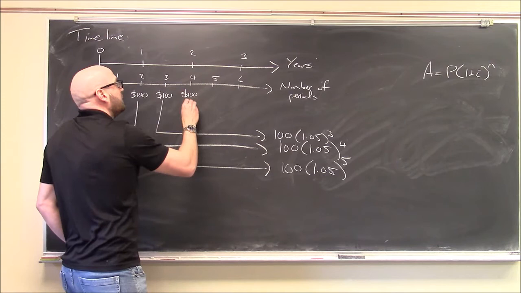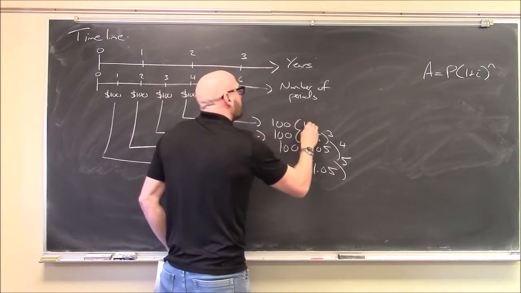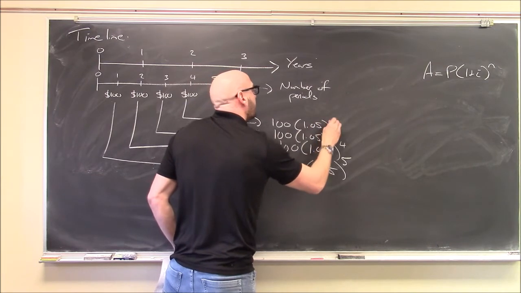Fourth period, we deposit $100. You can see where I'm going with this, so I'm just going to keep filling it out. 100 times 1.05 squared.